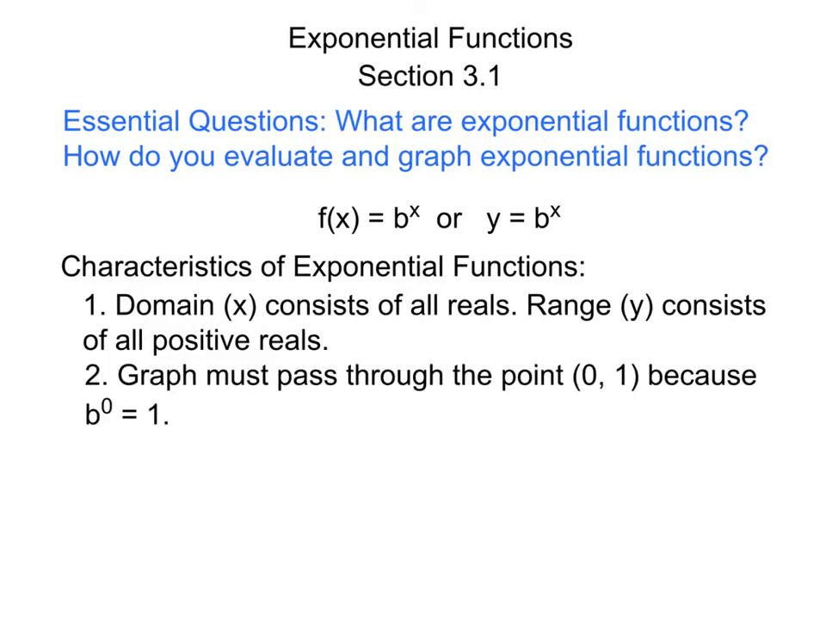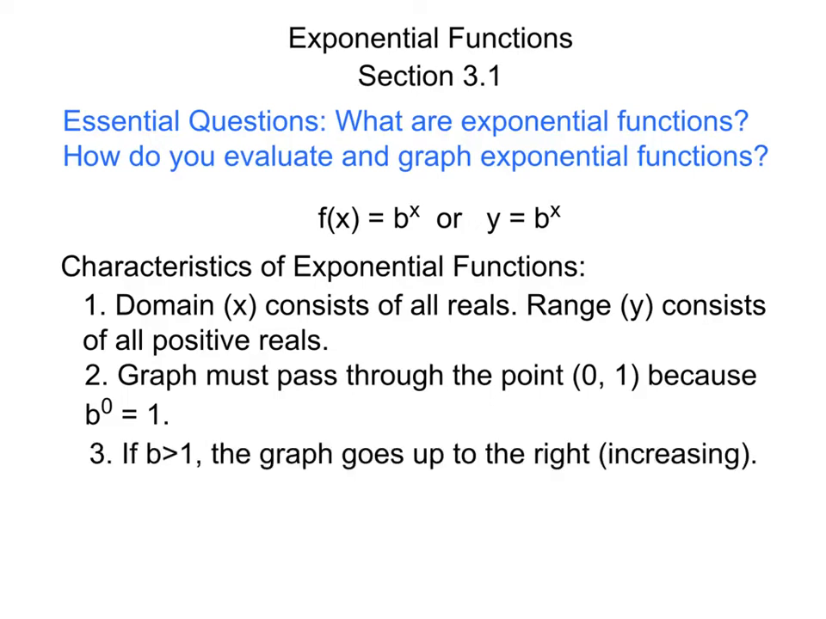The second characteristic is that the graph for all exponential functions must pass through the point (0, 1). The reason for that is because if x is equal to 0, you've got b to the 0, and that's always going to equal 1. So all exponential functions must pass through the point (0, 1).